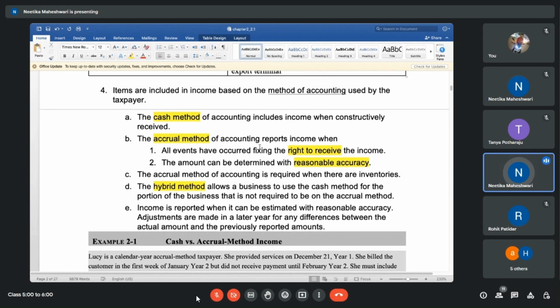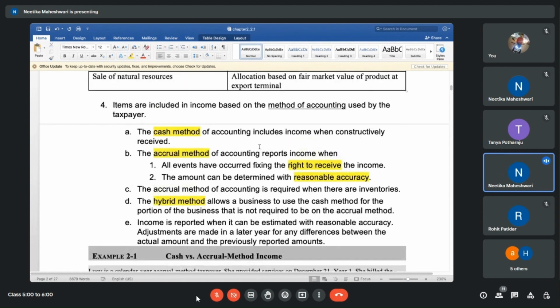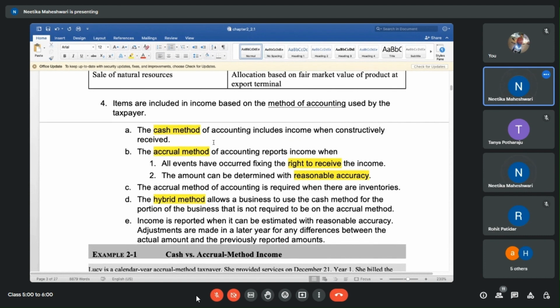There is no such thing that the businesses have to follow the accrual method. They can definitely go with the cash method also. And that's quite contradictory to the practices in India. Is that right, Raksha? Yes, in India, whether it's a small business or medium-sized business, they just have to go with the accrual method, accrual basis. Yes.